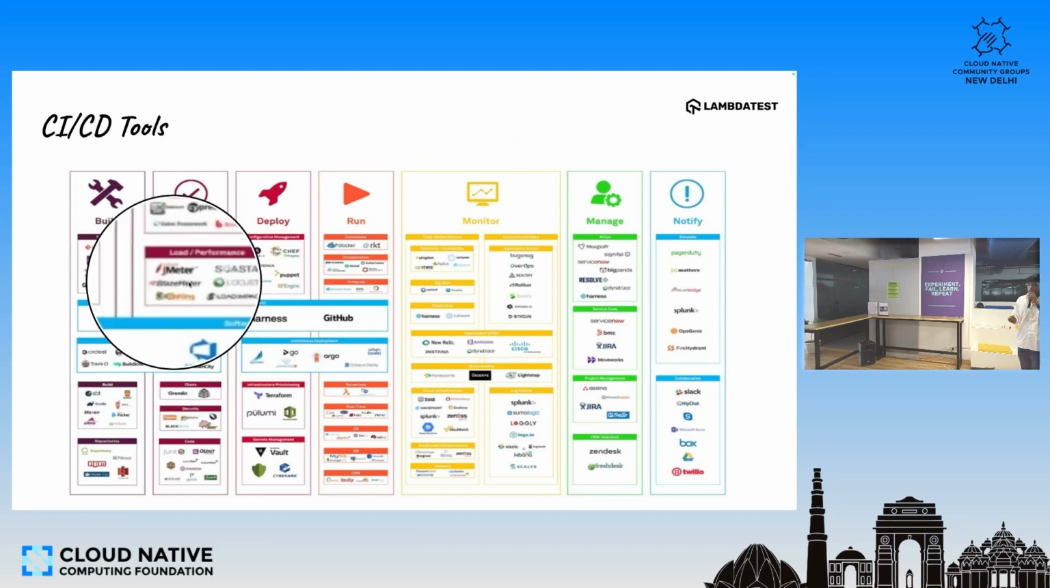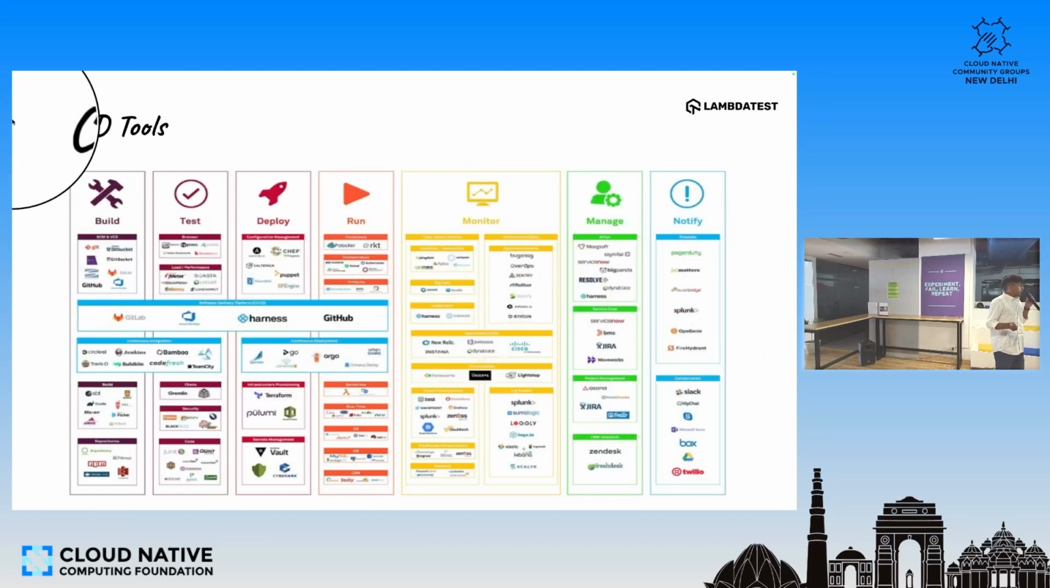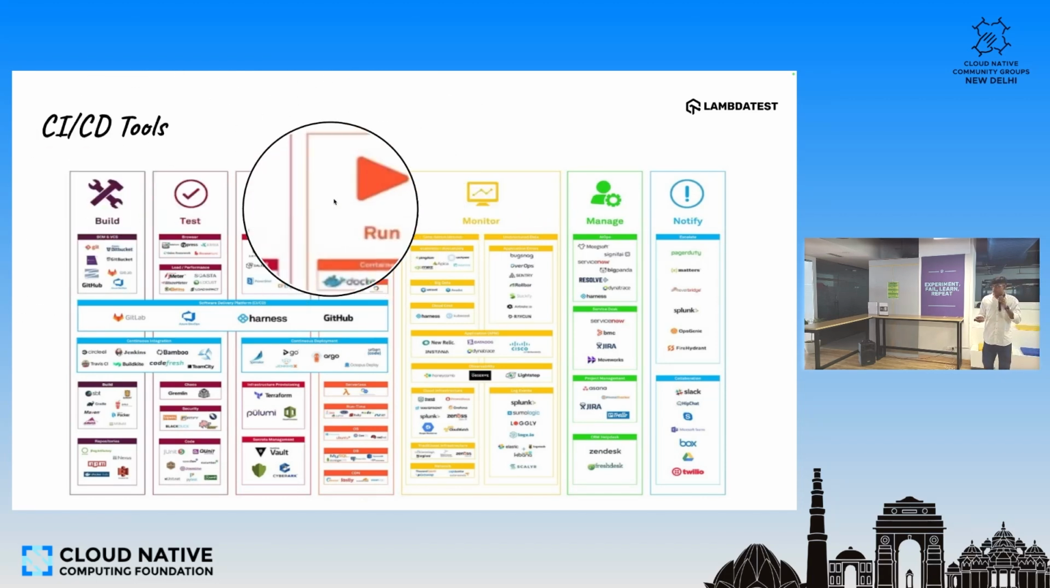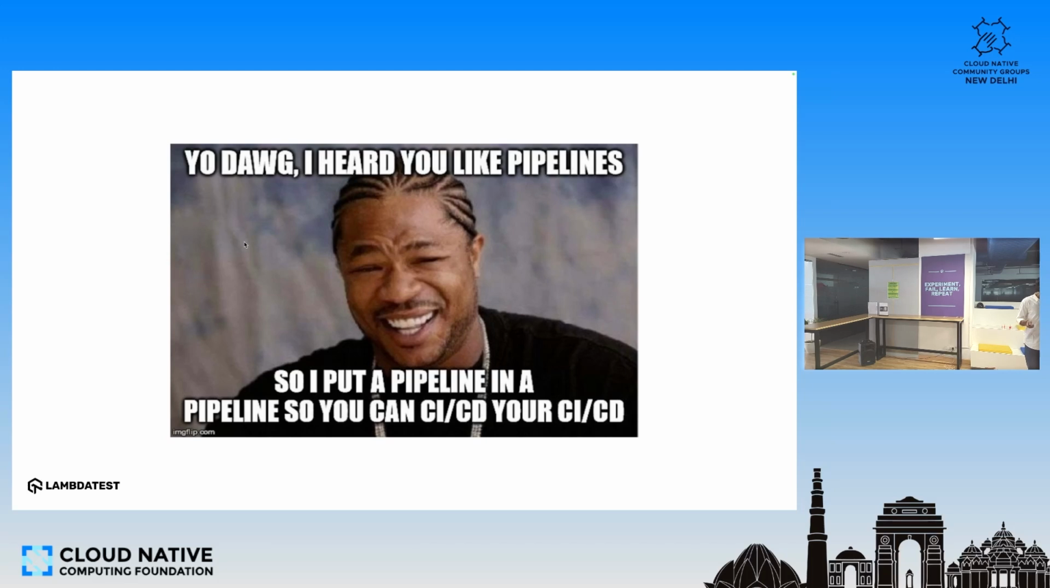So it's not just, let's say, building, testing, deploying, and running. Monitoring, managing, and notification also take a big part of it. And I think Abhishek, you have already talked about observability and how everything works, so I'm not going deep into that. If you like pipelines, you can put CI/CD over CI/CDs and go on and on. I'll give an example of how we test LambdaTest. We test LambdaTest through LambdaTest. So we are writing automation code for our automation code. This is how I like to present it.